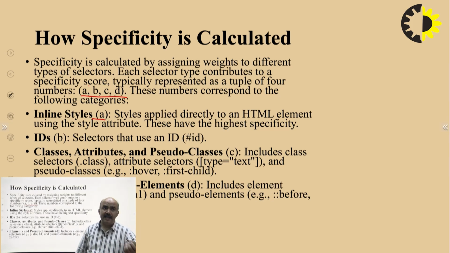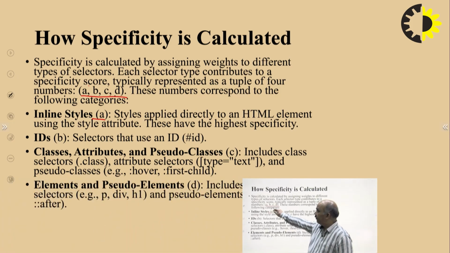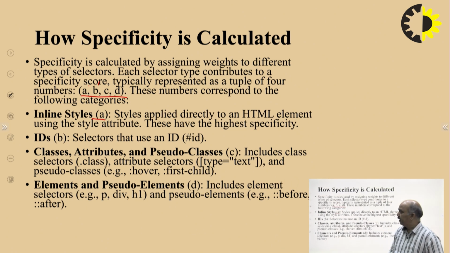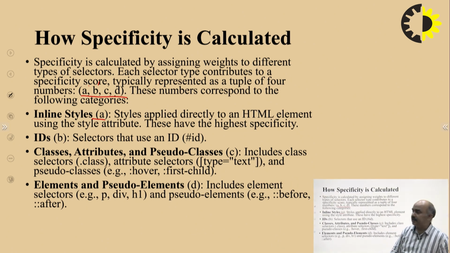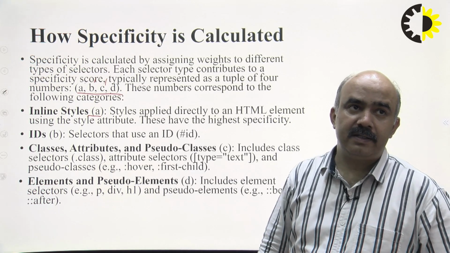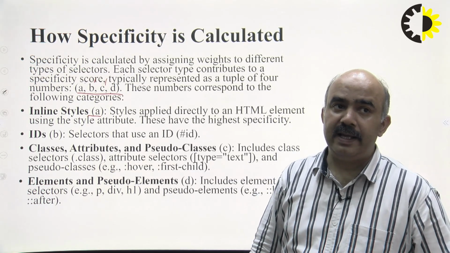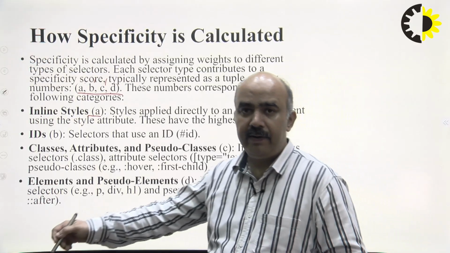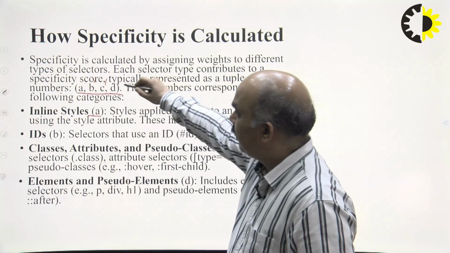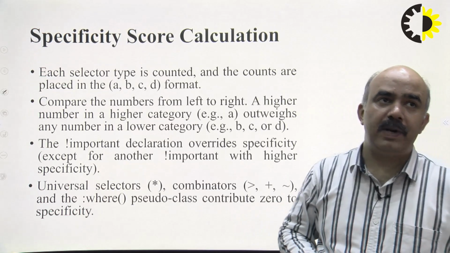Style applied directly to the HTML elements using the style attribute has the high priority, high specificity. ID can be defined at location B. Class, attributes, or pseudo classes can be applied at the third location, that is C. Elements and pseudo elements, like your P or H1, can be applied at D. Let's take examples of how these are applied.